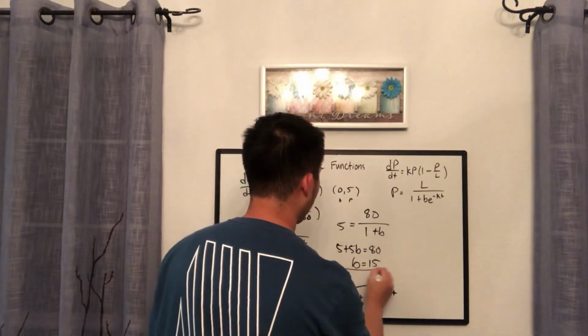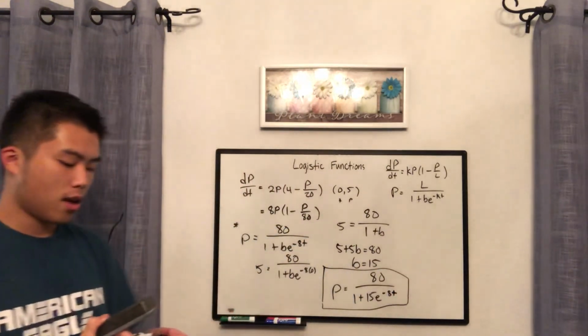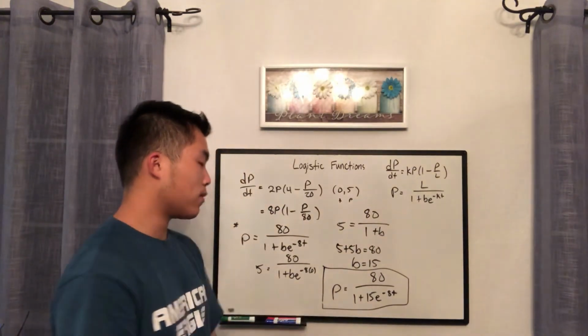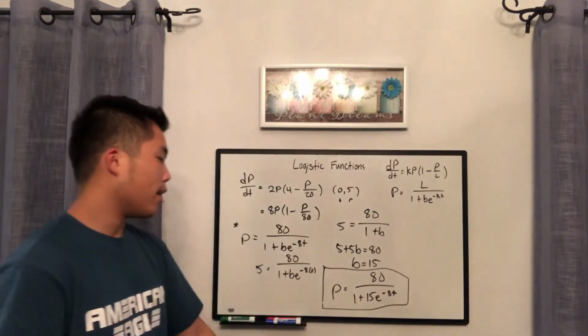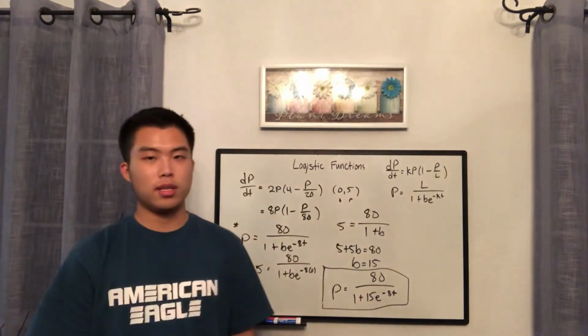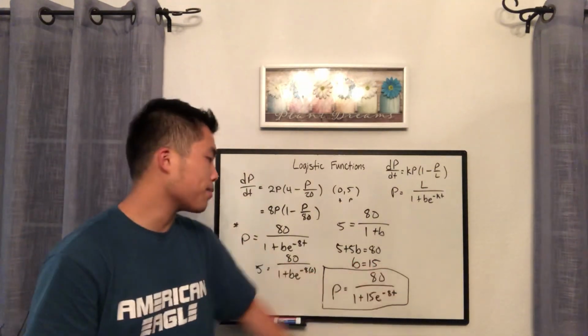What you can do with this solution is, say it asks you what is the population at t equals 5, just plug in your 5 and it'll give you your population. Or it'll ask you at what time t is the population 500, plug in 500 and then just solve for t.